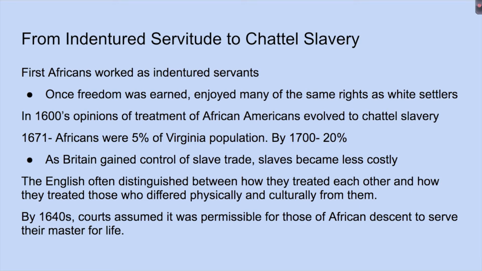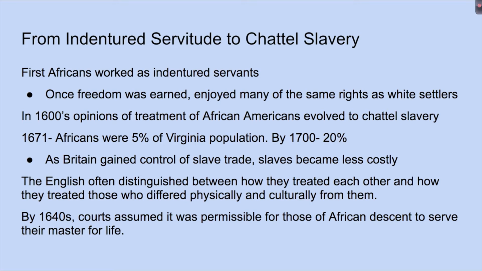The English often distinguished between how they treated each other and how they treated those who were different physically and culturally from them. And so this is where we will see that difference in treatment of African Americans versus those that are of Anglican or English descent.